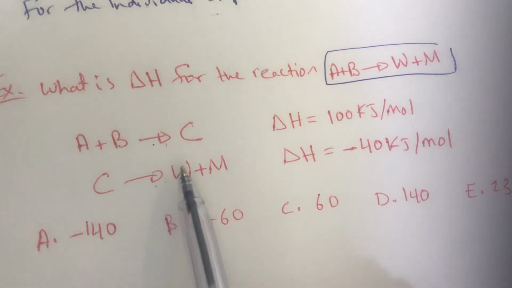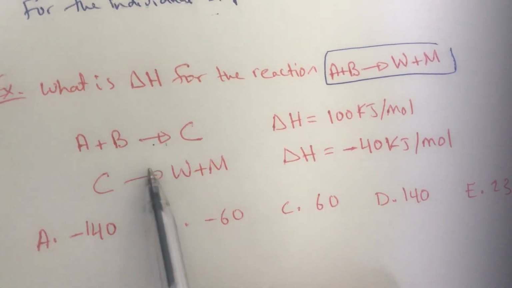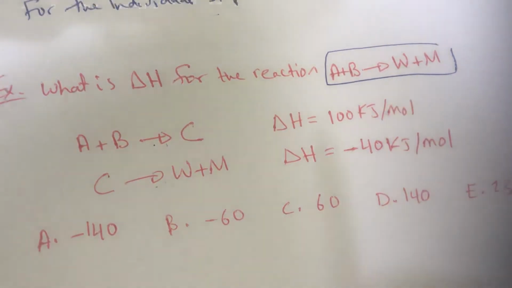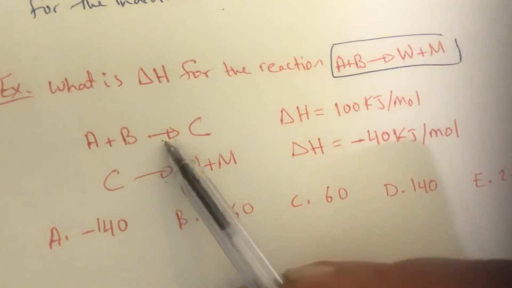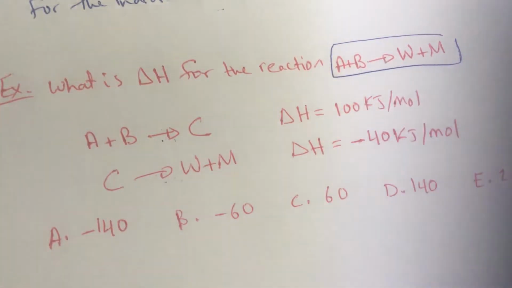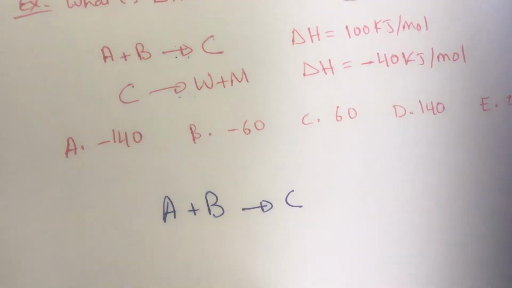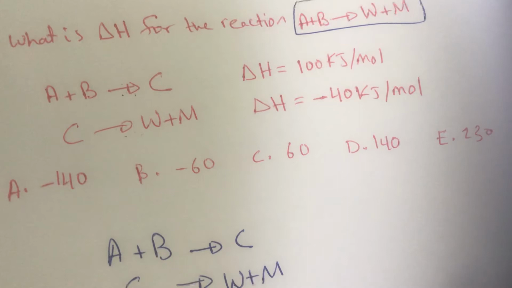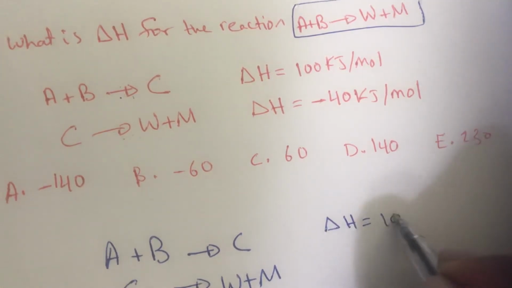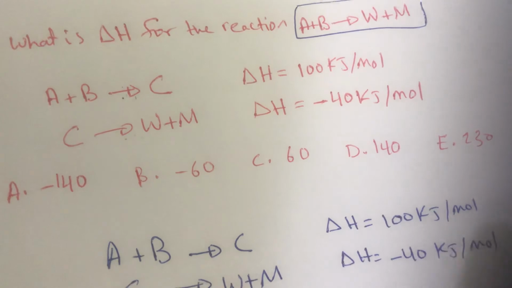You have to find how to organize or rearrange these reactions to get this reaction. So if you add these reactions to each other, you can get this reaction. Here A plus B equal C, and C decomposed to W plus M. Here delta H equal 100 kilojoule per mole, and here delta H equal minus 40 kilojoule per mole.